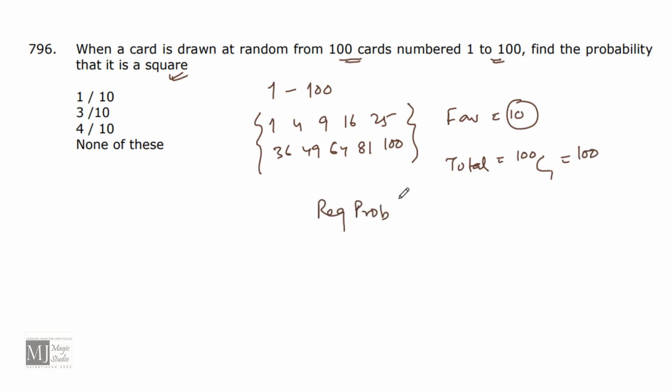Required probability that the number is a square is 10 by 100, that is favorable cases by total cases. Answer is 1 by 10. Option A fits in.